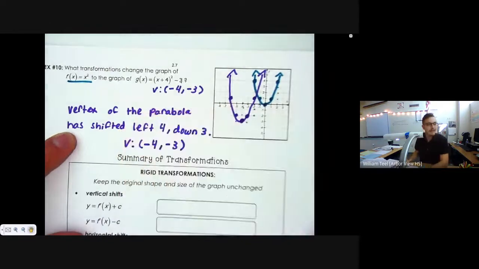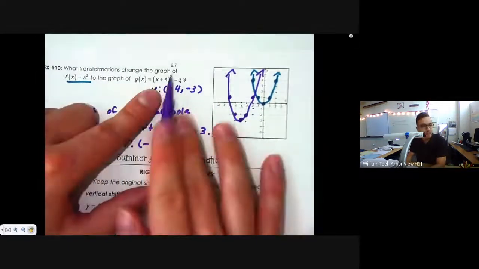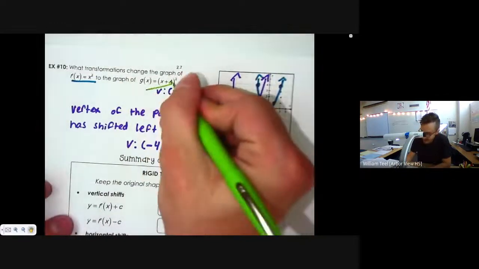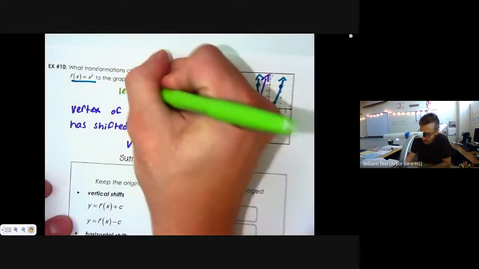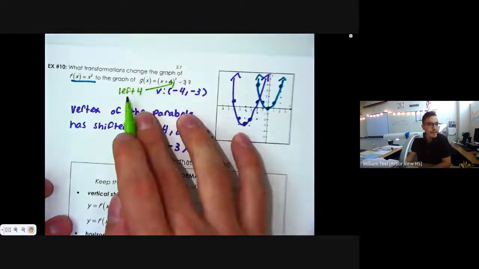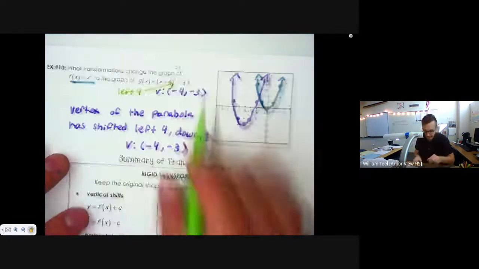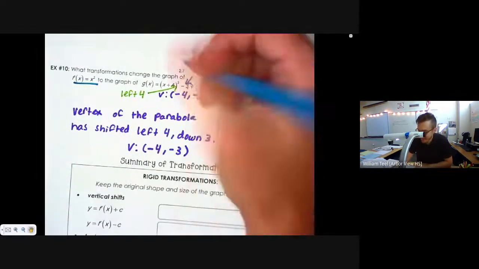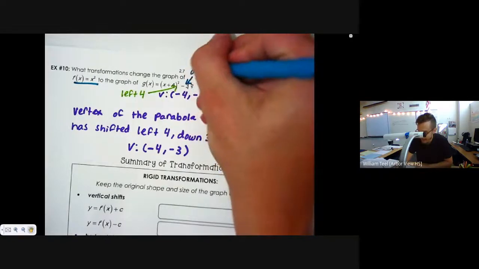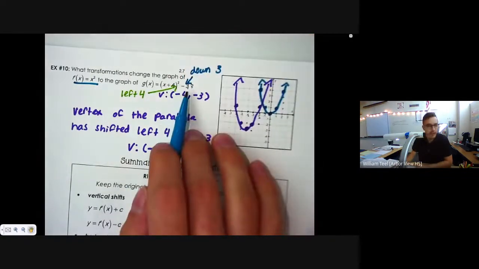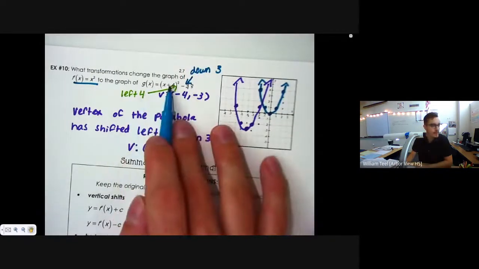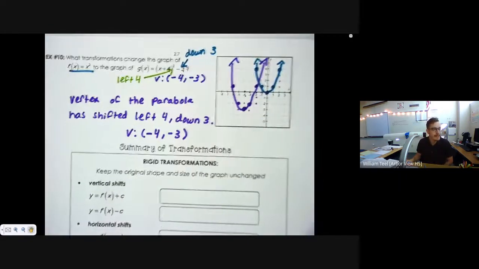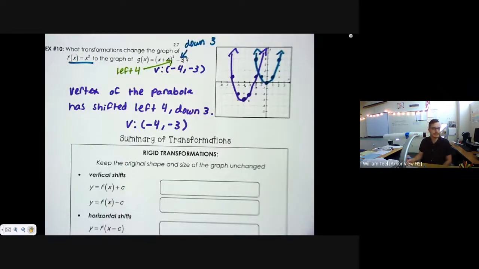Okay? And once again, we know this because if we have a number inside parentheses, that number right there is going to tell us we are shifting left 4, because once again, plus means we're moving to the left, minus means we're moving to the right. And this number up here tells us that -3, that means we're shifting down 3. So the number on the outside tells us whether we're going up or down. The number on the inside tells us whether we're going left or right. So the vertex of the parabola has shifted left 4, down 3. The new vertex is -4, -3.